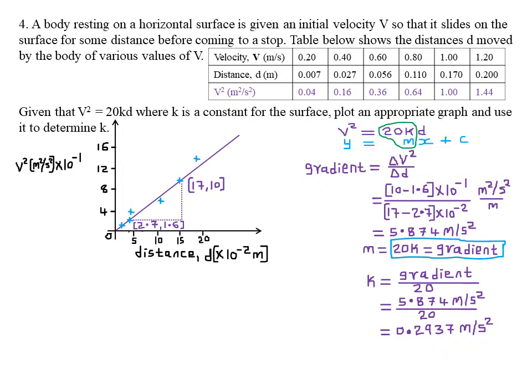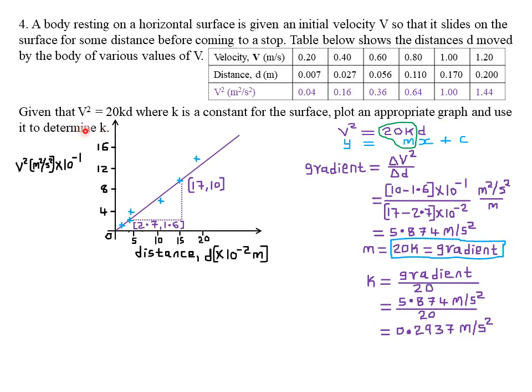Then our fourth example is that a body resting on a horizontal surface is given an initial velocity v so that it slides on the surface for some distance before coming to a stop. The table below shows the distance d moved by the body for various values of v. We are given that v squared is equal to 20kd, where k is a constant for the surface. Plot an appropriate graph and use it to determine the value of k.